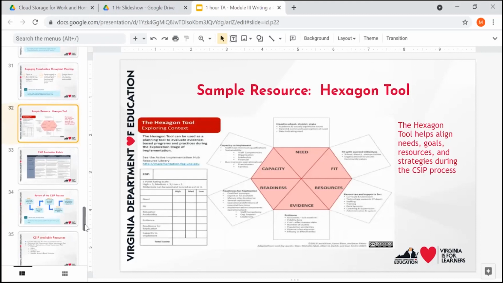One is the Hexagon tool. Okay, so this Hexagon tool is just a way to kind of evaluate what you're doing, right? So you've got there you got your needs.